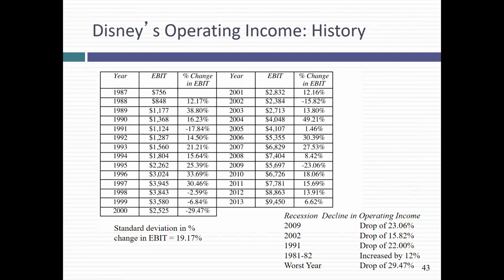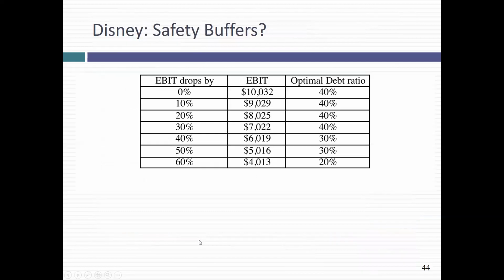The standard deviation in percentage change in EBIT was 19.17%. So if you look at all these numbers, a one standard deviation is 19.17%. So let's consider what happens if we see different changes in EBIT. If we assume EBIT drops by, let's say, 10%, which is nothing, this is the current EBIT we're left at. And if we estimate all the optimal debt ratios, we're left at 40%.